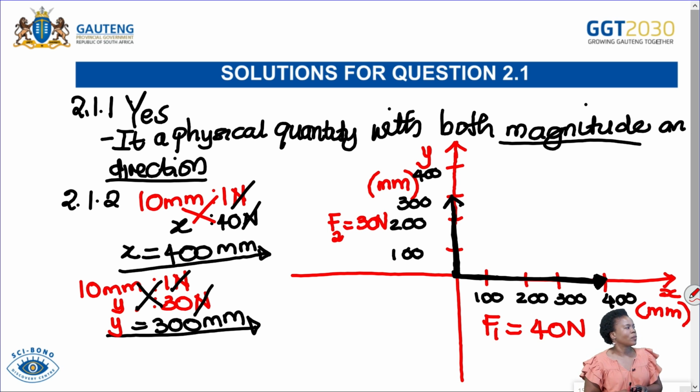So we do know from this case that our 40 newtons has to be on paper what? 400 millimeters. And we do know that our 30 newtons on paper needs to be what? 300 millimeters, because that is the scale that we've been given. Okay, hence this is how we have done it. So this is how you utilize your scale to figure out the magnitude of how much you should be drawing on paper using the scale that is given to you.